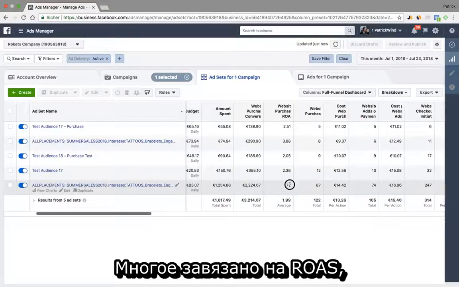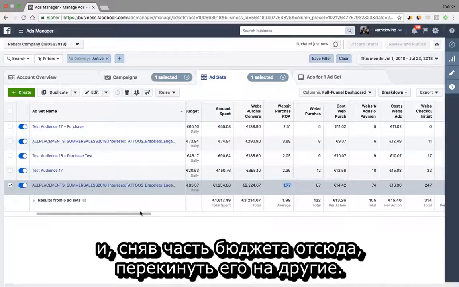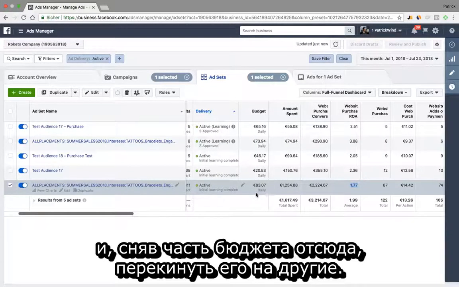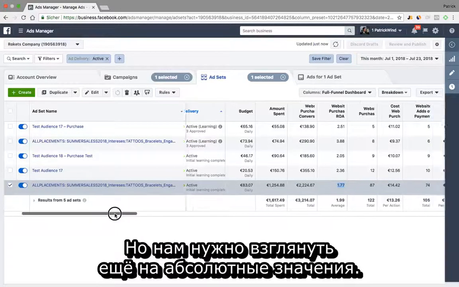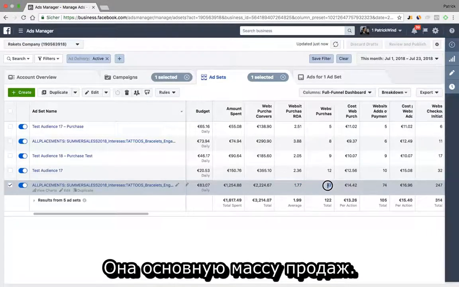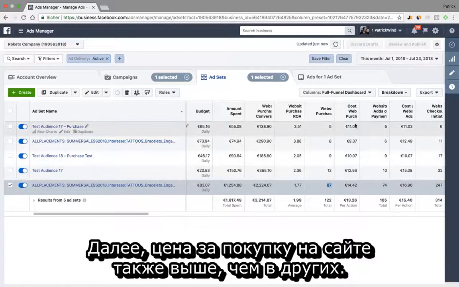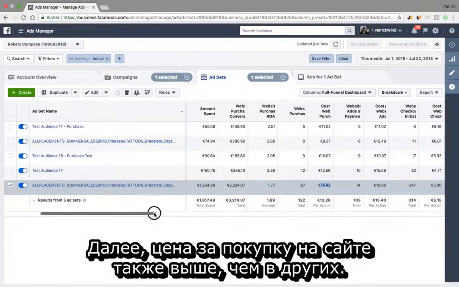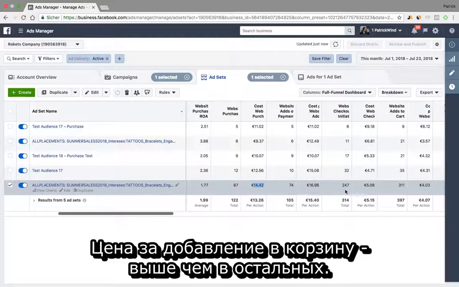When it comes to ROAS, we would be pretty tempted to actually take this one and give some budget from here to the others, and I think that's something we could do. However, this one, and now we have to take a look at the absolute numbers, brought a huge amount of the sales that we got. And then the cost per website purchase is also higher than in the other ones. The cost per add to cart is higher than the other ones.